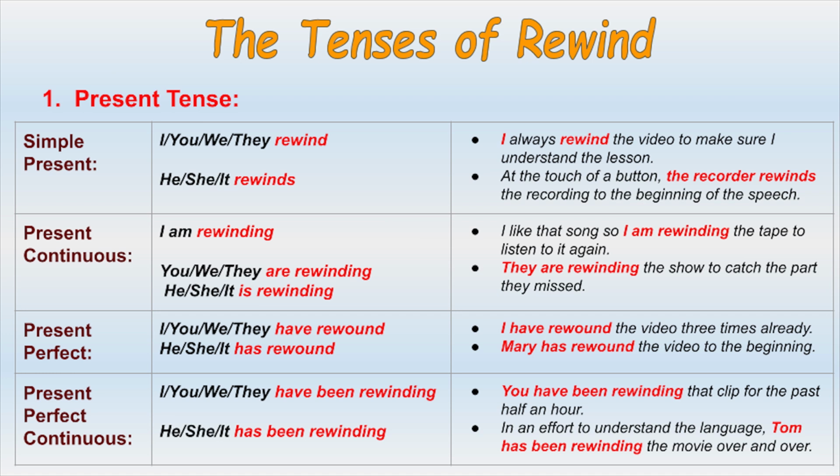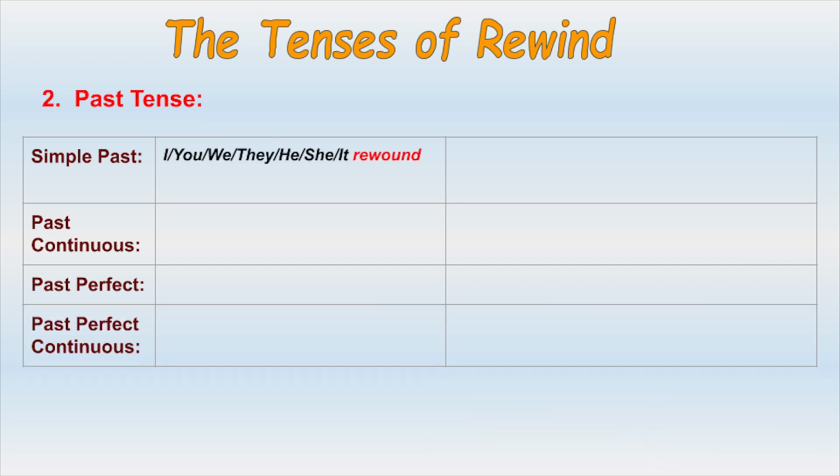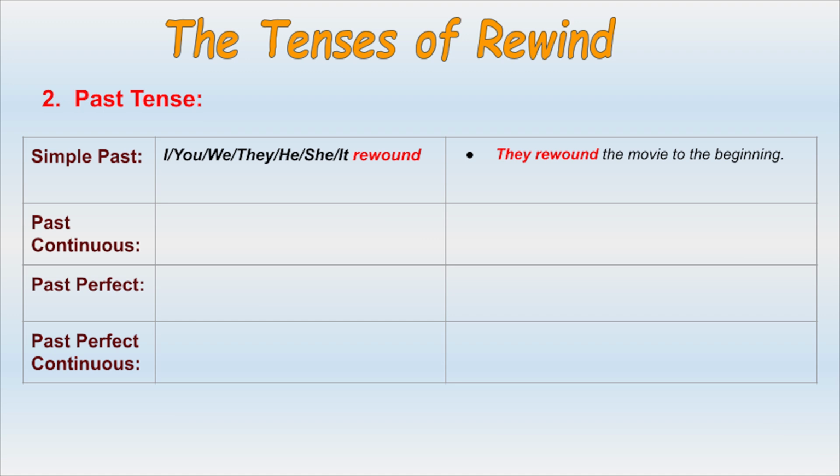Now for the past tenses, we have the simple past, past continuous, past perfect, and past perfect continuous. The simple past: I, you, we, they, he, she, it rewound. So that's for all persons, we use rewound for the simple past tense. Example: they rewound the movie to the beginning.